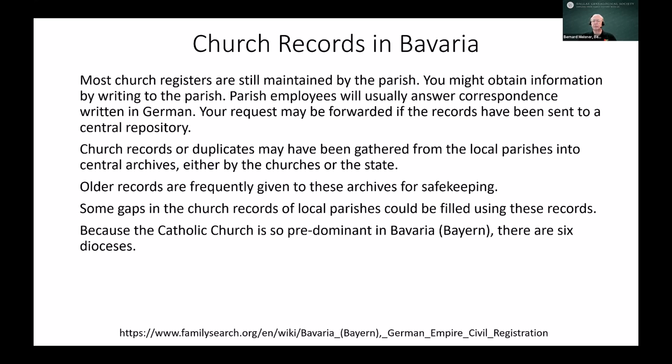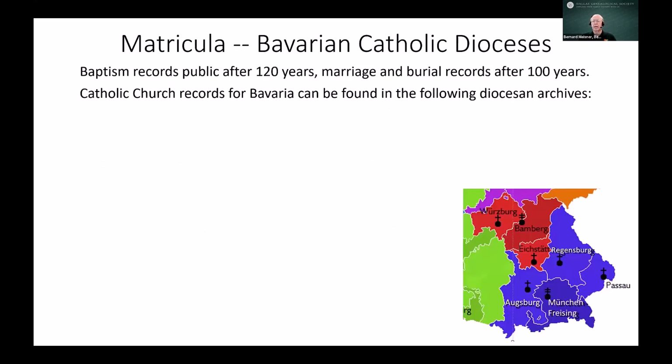The Catholic Church was the predominant church in Bavaria, so there are 6 dioceses. You have to pay attention to which one your ancestors were in, and the borders did shift around a little bit. Here you can see those, and they have privacy laws, and they're going to vary a bit for the kind of record.